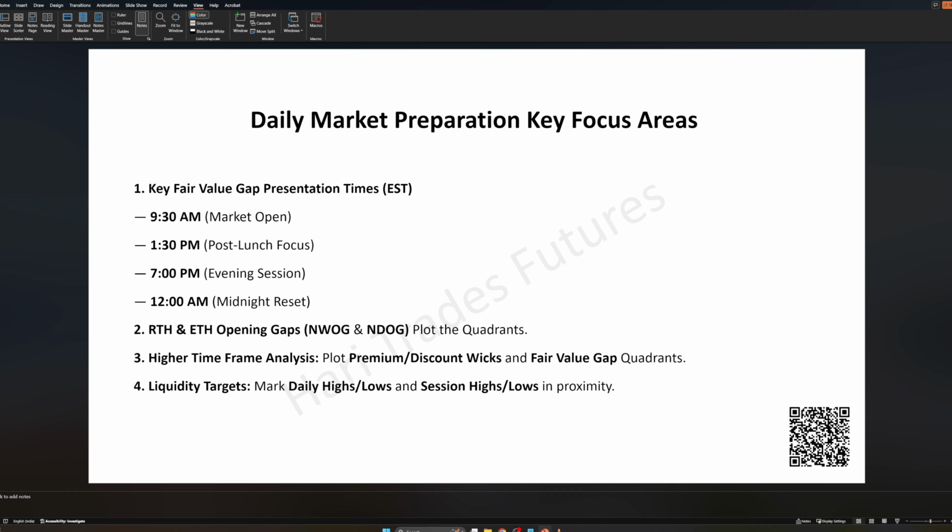And similarly, you have to plot your higher time frame daily chart premium and discount wicks, and at the same time daily chart fair value gaps. It could be a daily chart, weekly chart, 4 hour chart, or 1 hour chart. Wherever you find premium and discount wicks and fair value gaps that are relevant to the current price action, in proximity to today's price action, you can mark them. And similarly mark the liquidity: where are the nearest daily highs and lows, and the nearest session liquidity highs and lows, like London session, New York session, Asian session.